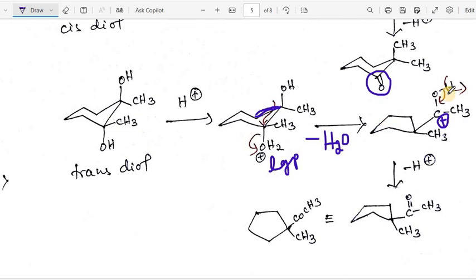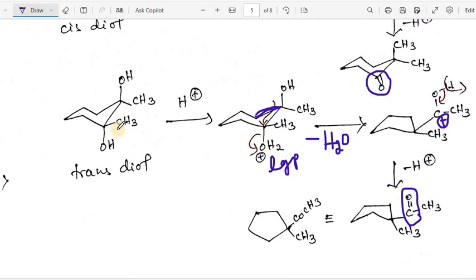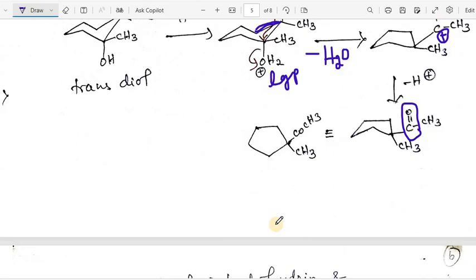And the next step is the removal of H plus and formation of ketone, that is pinacolone. Here, cis diol will give a normal product, whereas the trans diol will give a ring contracted product, that is, the 6-membered ring will be converted to a 5-membered ring.